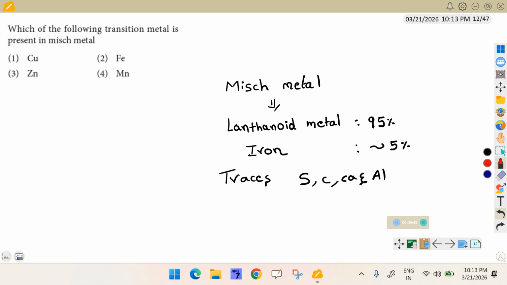Which of the following transition metals is present in Mischmetal? In Mischmetal, lanthanide metal percentage is 95%. Iron percentage is 5%. Traces of sulfur, carbon, calcium and aluminum are present. Which transition metal is present? Iron is present.